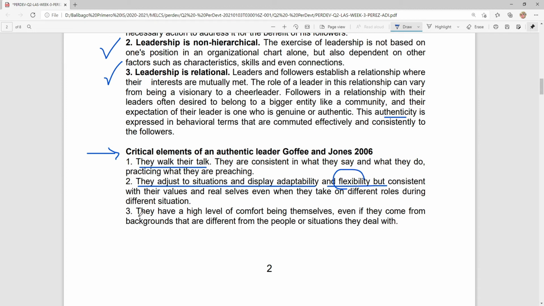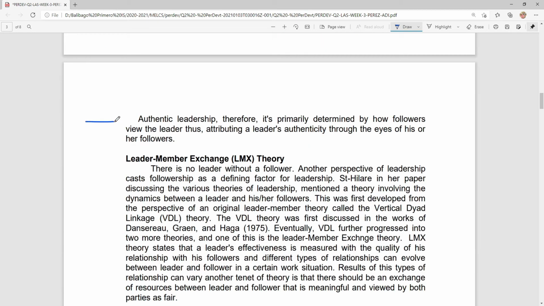All right. Number 3, they have a high level of comfort being themselves, even if they come from backgrounds that are different from the people or situations they deal with. Right? So sometimes it happens that a leader is not familiar or doesn't belong to the group he is in charge of, but we have to be comfortable if we are that leader. So authentic leadership, therefore, is primarily determined by how followers view the leader. Followers attribute a leader's authenticity through their own eyes. Okay, so you are what they see. You are what they observe. You are what they say.